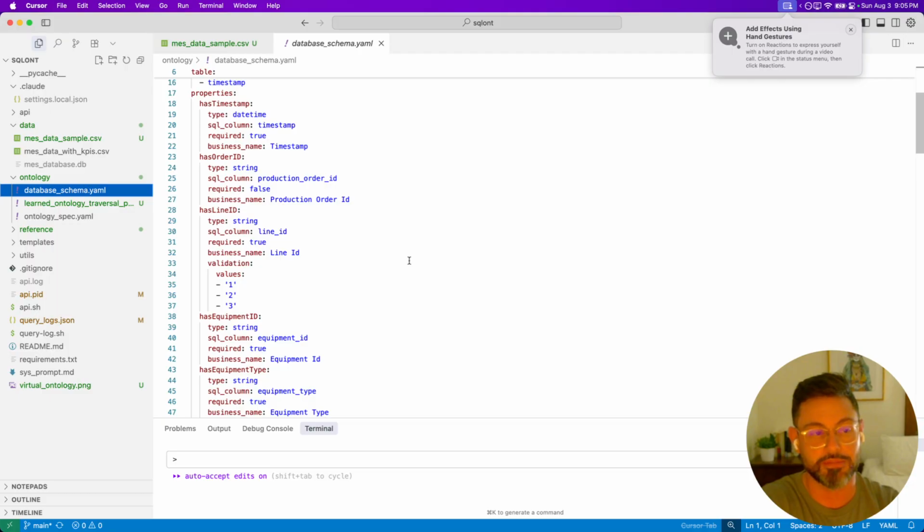But it's using the same language as the ontology. So the LLM can reason with the ontology, then consult the database schema, construct the SQL query, pull the data, do the analysis.